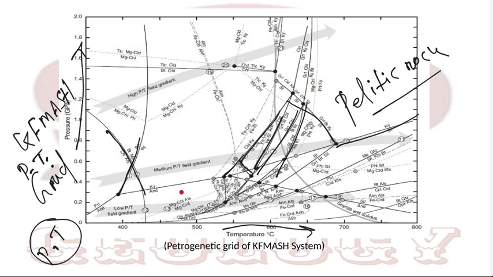Carbonaceous rocks never come, always basic pelitic. These things come repeatedly.